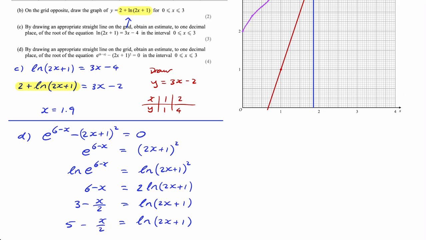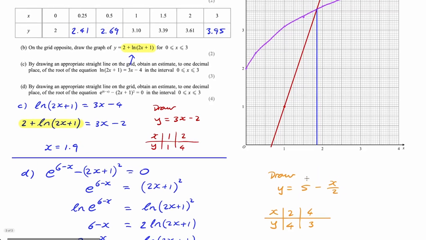So similar thing, I need to draw y equals 5 minus x over 2. Same way, I'll just draw it like this, guys. Again, you can do it with your calculator if you need to. I find this is quicker. I'll sub in an even number, guys, because I'm going to divide by 2. So I'm going to sub in 2. 5 minus 2 over 2 is 5 minus 1, which is 4. And then I'll sub in 4. 5 minus 4 over 2 is 5 minus 2, which is 3. So my 2 points are 2, 4, and 4, 3.